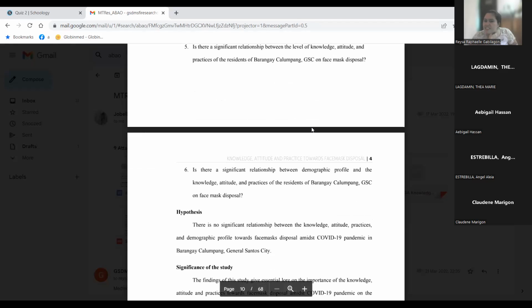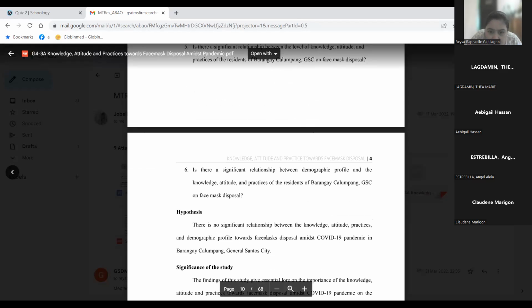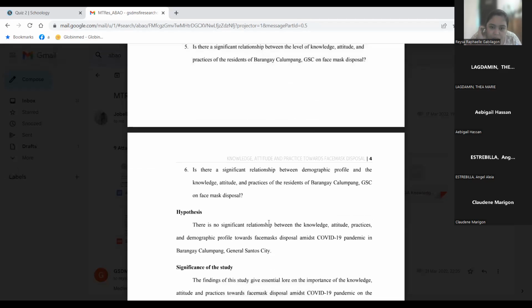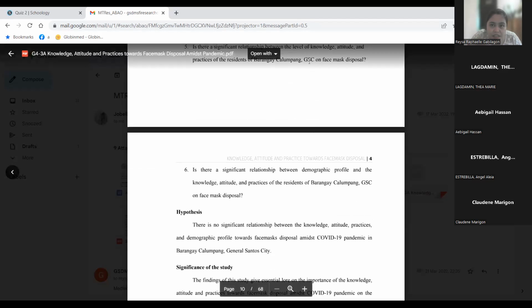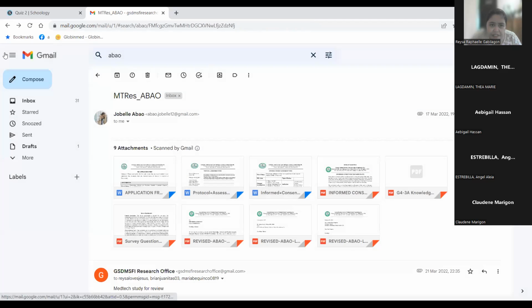So, ang mangyayari ay this is not an edited paper pala. Dalawa kasi dapat yung kanilang pinagsama nila. There is no significant relationship between the knowledge, attitude, practices, and demographic profile towards face mask disposal amidst COVID-19 pandemic in Barangay Kalumpang, General Santos City. So gawin nyo lang declarative na sentence yung last question nyo sa SOP, and since we are going to use the null, just state it in the negative form.